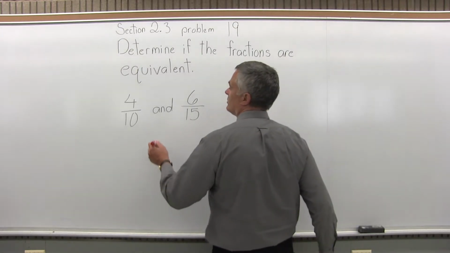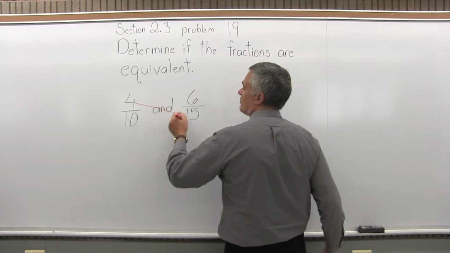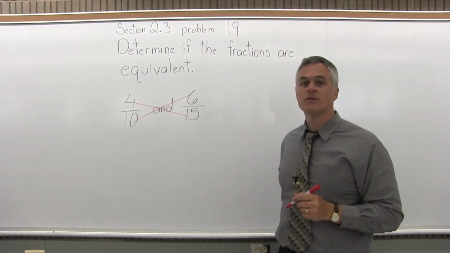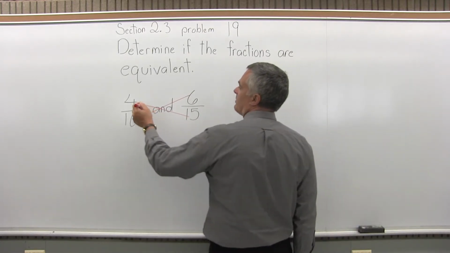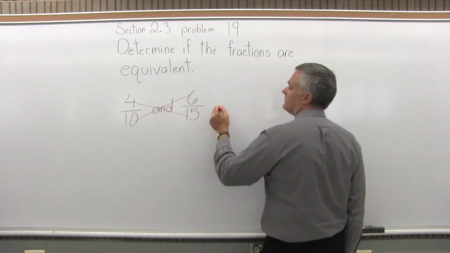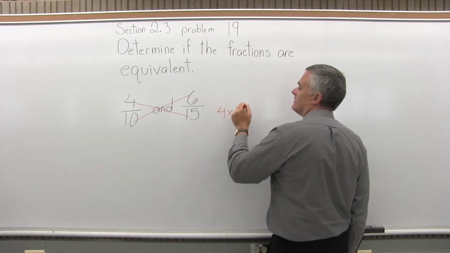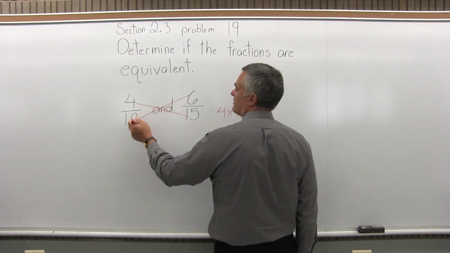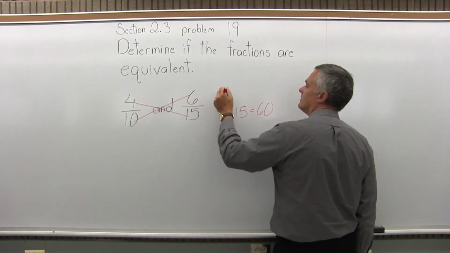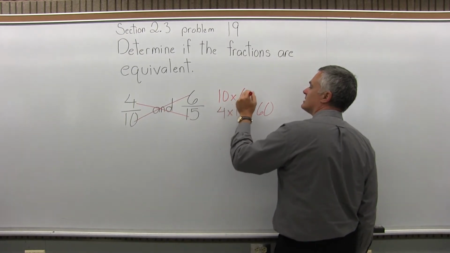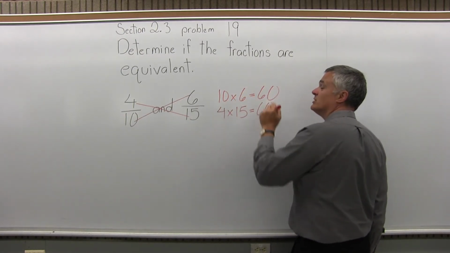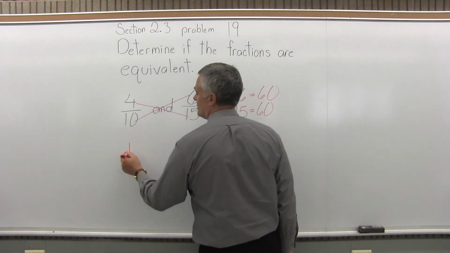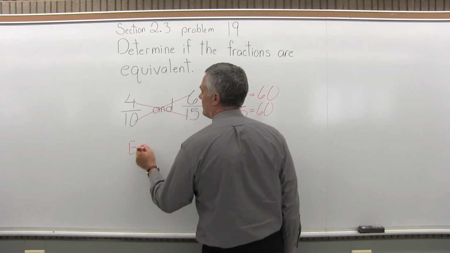Or, another way you can do it is multiply the numerator of one fraction times the denominator of the other and see if the results come out the same or if they're different. So, if I multiply 4 times 15, that's 60. And then the other numerator and denominator pair would multiply 10 times 6, which is also 60. So they come out the same. 60 is equal to 60, which means these fractions are equivalent.